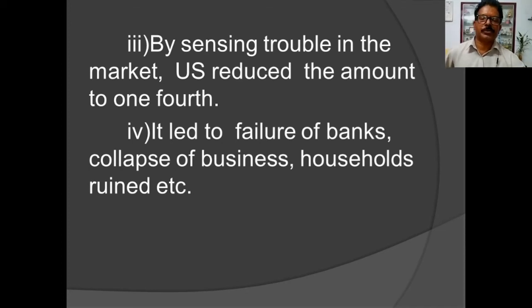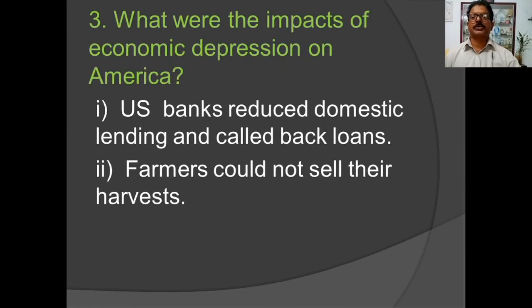So we have understood this question, I hope so, that what are the factors responsible for economic depression? One is agricultural overproduction. Due to agricultural overproduction, income of the farmers reduced, agricultural prices came down to 50 to 60%. Then another second factor is a withdrawal of loan by America. America reduced domestic lending. America reduced giving loans to other countries. That also affected business, failure of banks, etc. Let us move on to the next question.